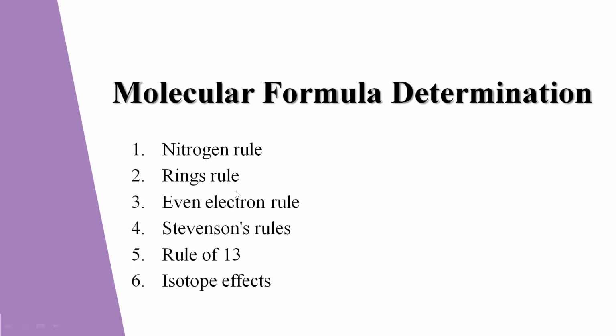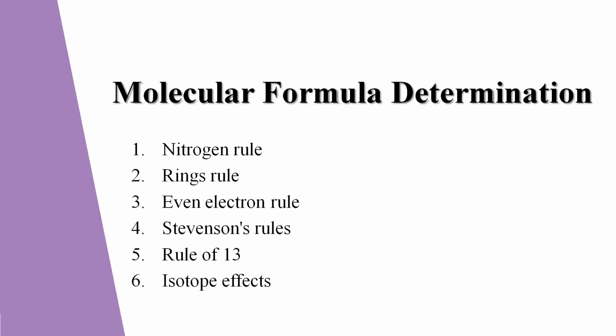Next is Ring's rule. From the degree of unsaturation principles, molecules containing only carbon, hydrogen, halogen, nitrogen, and oxygen follow a formula. The formula for Ring's rule is rings plus pi bonds equals U, where U = C - H/2 - X/2 + N/2 + 1, where C is the number of carbons, H is the number of hydrogens, X is the number of halogens, and N is the number of nitrogens.